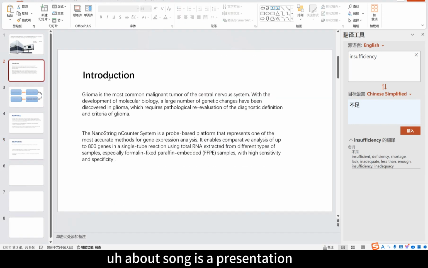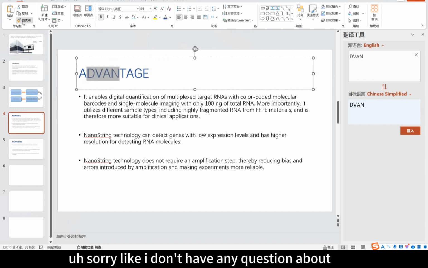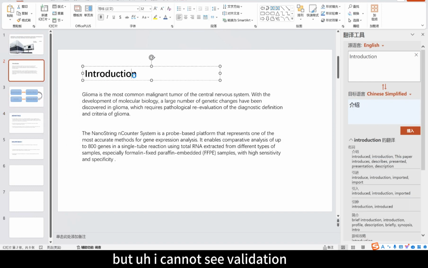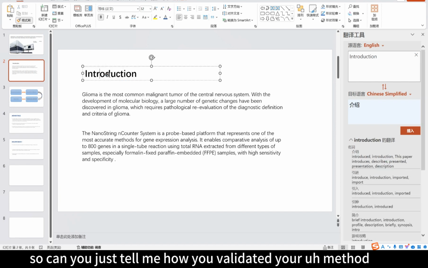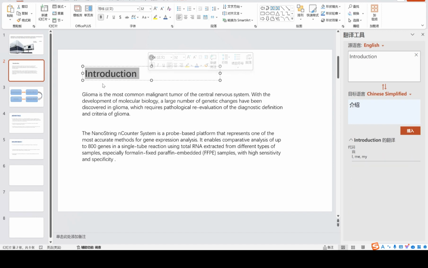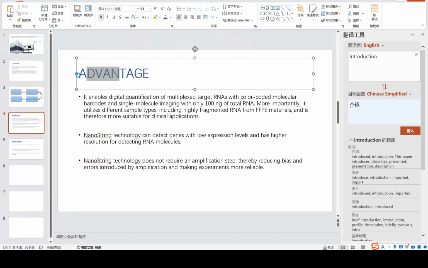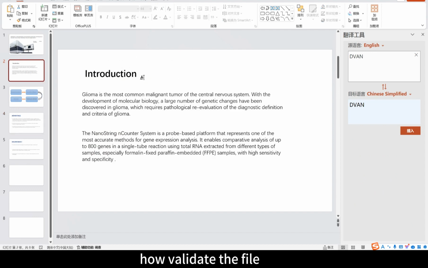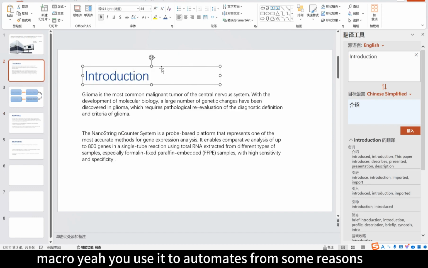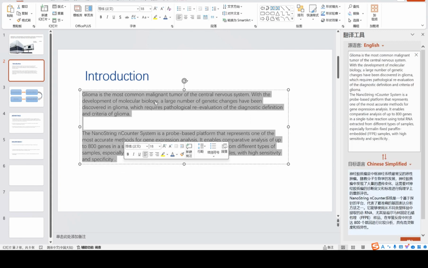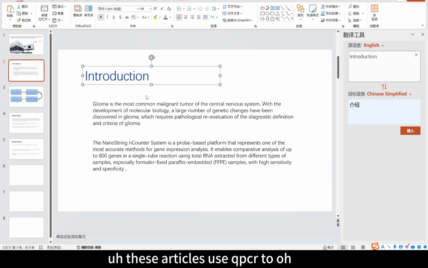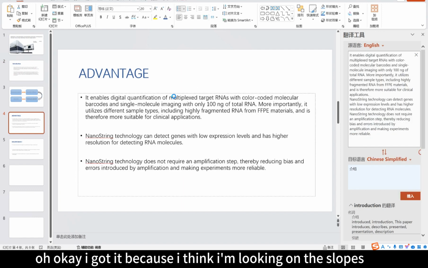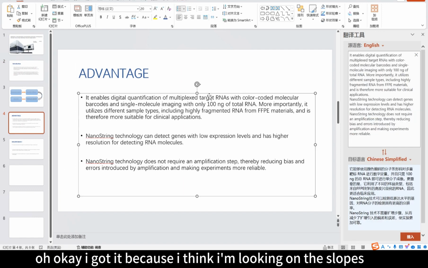About the presentation. Sorry, I don't have any question, but I cannot see the validation method. Can you tell me how you validated your method? How did you validate it? You used RNA sequencing, isn't it? This article used qPCR too. Oh, okay. I got it, because I couldn't find it in your slides and your presentation.